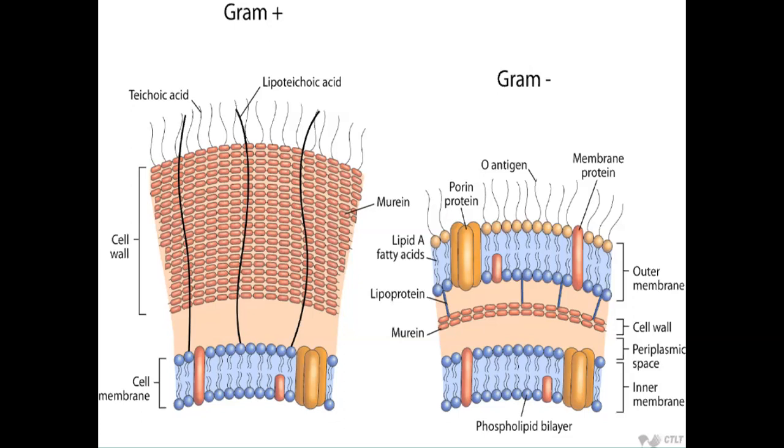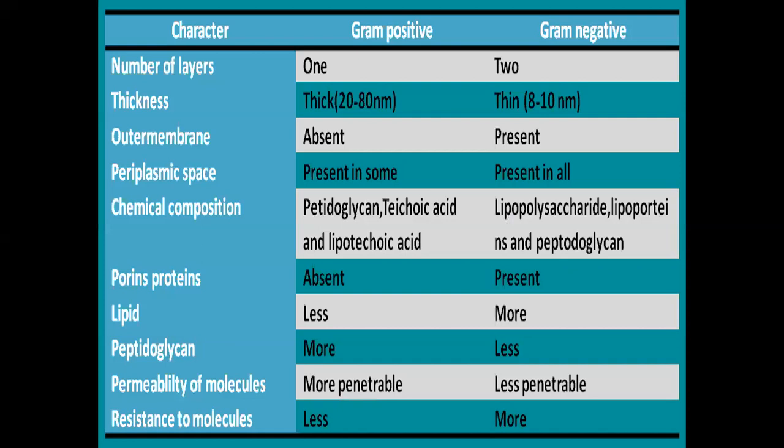So you have a bilayer phospholipid layer, and in between you have peptidoglycan. That is why the penetrability is less. You have proteins and something called the O antigen. These are all part of the gram-negative bacteria. Your O antigen is what is going to form an endotoxin.